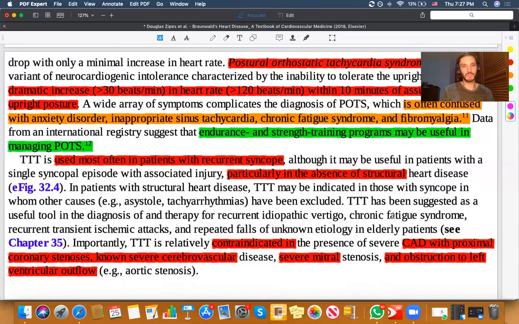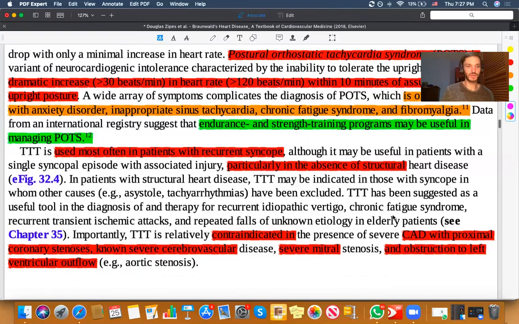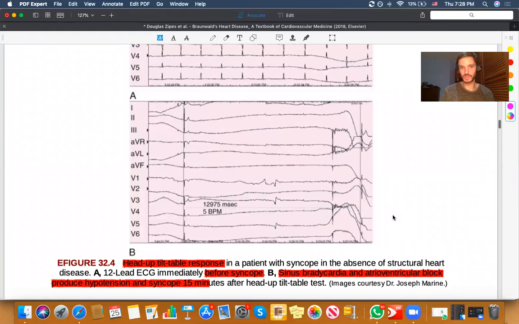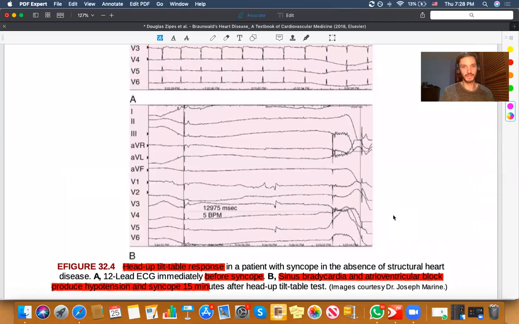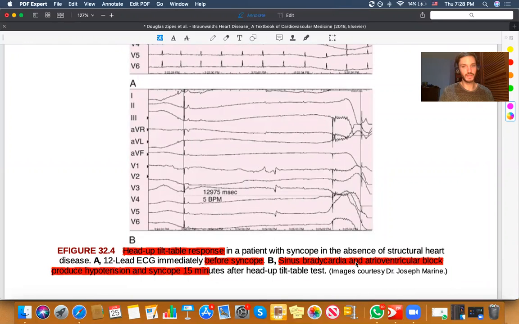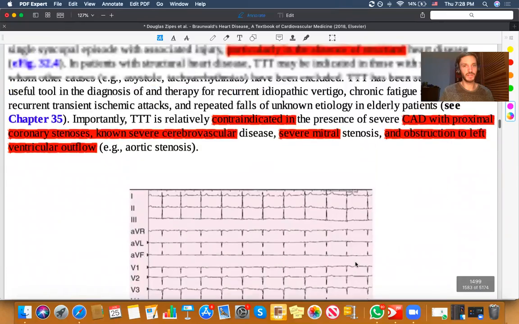TTT is used most often in patients with recurrent syncope, particularly in the absence of structural heart disease. It would be contraindicated to do this test on a patient with CAD with proximal coronary stenosis, non-severe cerebrovascular disease, severe mitral stenosis, and obstruction to the left ventricular outflow tract. In this study, we can see a tilt table test, and in A, we can see before the syncope. In B, we can see the sinus bradycardia and AV block that ensued and produced hypotension and syncope after 15 minutes of initiating the test.